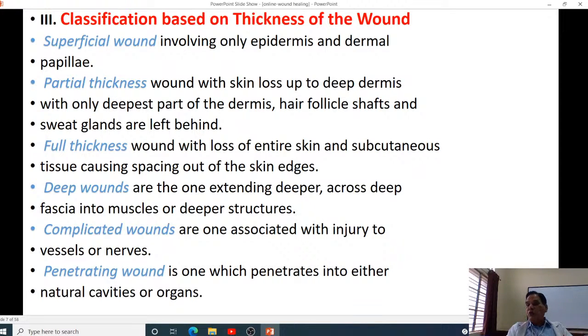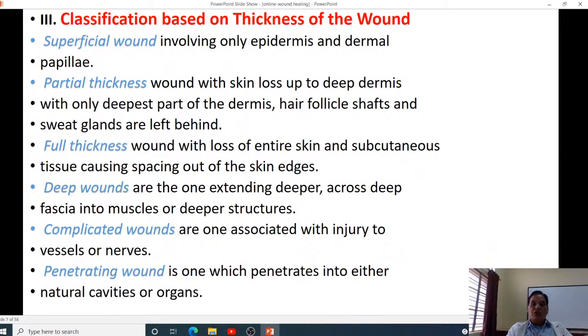Third is full thickness. Here it is worse. Here the entire skin and subcutaneous tissue are lost and there is spacing out of skin edges. Skin edges are wide apart. So it is a full thickness wound. Superficial, partial thickness, full thickness, then comes the deep wounds.